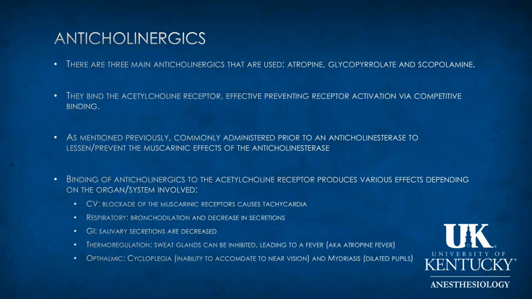Binding of these anticholinergics to the acetylcholine receptor produces various effects depending on the organ or system involved. At the cardiovascular system, you get blockade of the muscarinic receptors, causing tachycardia. Respiratory, you get bronchodilation and decrease in airway secretions. GI, salivary secretions are decreased. Thermal regulation, sweat glands can be inhibited, leading to a fever, also known as atropine fever. Ophthalmic, you get cycloplegia, which is the inability to accommodate to near vision, and mydriasis, which are dilated pupils.